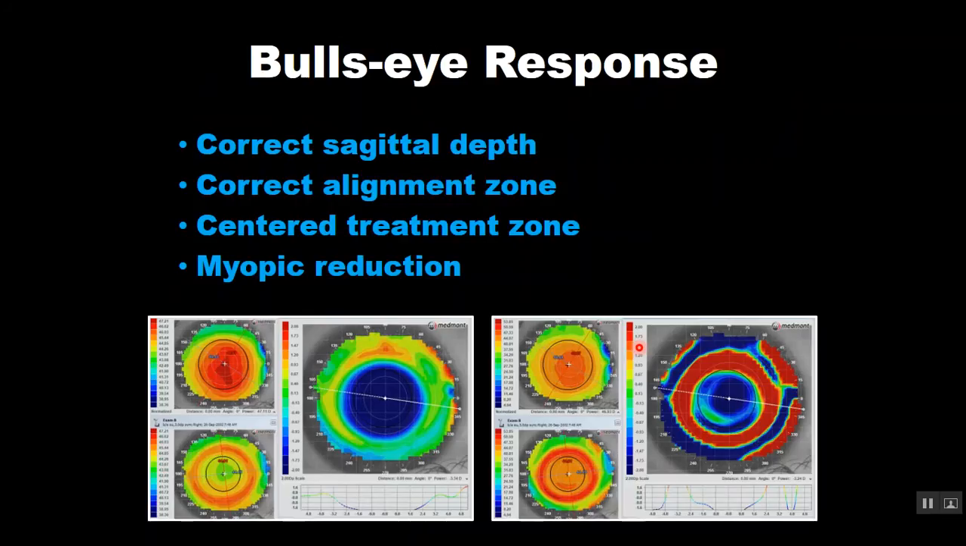The bullseye means you did everything right. You got the sagittal depth correct. You got the alignment zone to cornea relationship correct. You've got a beautifully centered treatment and a nice myopic reduction. So the bullseye means our lens construction is really quite good for this cornea.